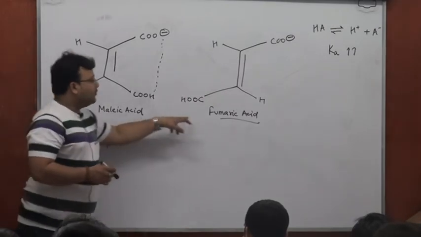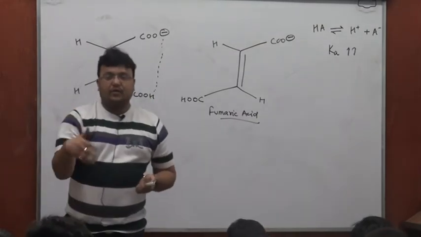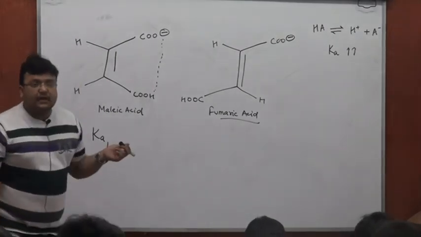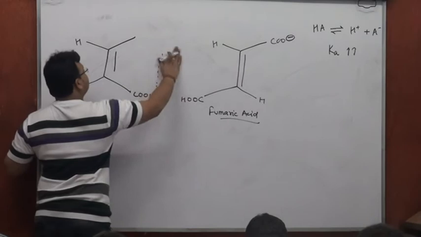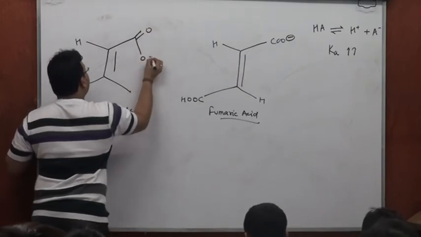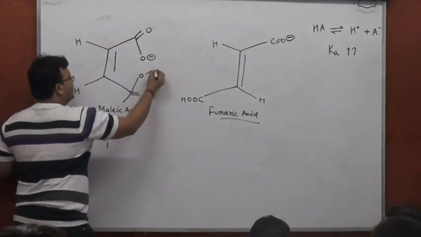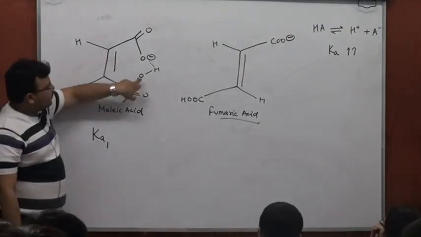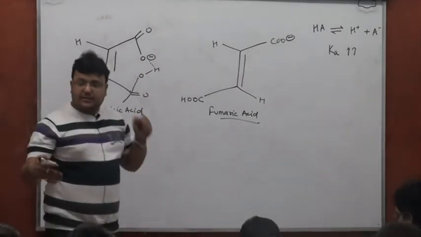So let's know, between malic acid and fumaric acid, malic acid is more acidic. The Ka1 value of malic acid is higher because the maleate anion is more stable than the fumarate anion. The C double bond O, O minus could be stabilized by, now it's going to look more realistic. Yes or no? COO minus with the COOH showing intramolecular hydrogen bonding, chelation. That hydrogen bonding stabilizes the molecule.